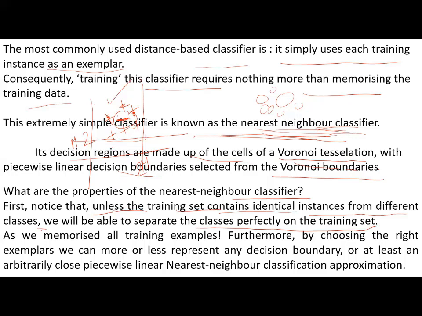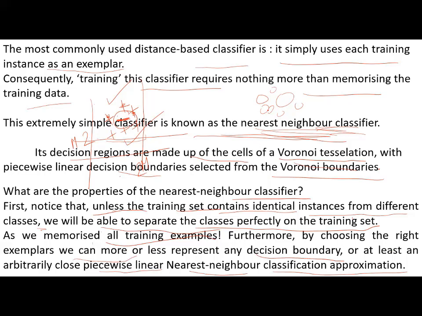Sometimes it gives minus, and sometimes it gives plus, for the same data set. If such conditions are not in our training set, then we will be able to separate the classes perfectly on the training data. This is very important, right? As we memorized all training examples, furthermore, by choosing the right examples, we can more or less represent any decision boundary, or at least an arbitrarily close piecewise linear nearest neighbor classification approximation.